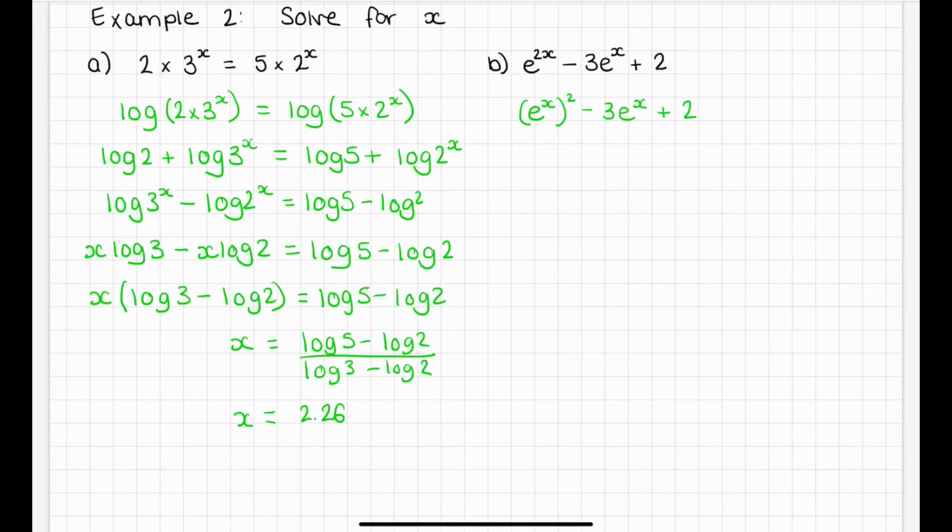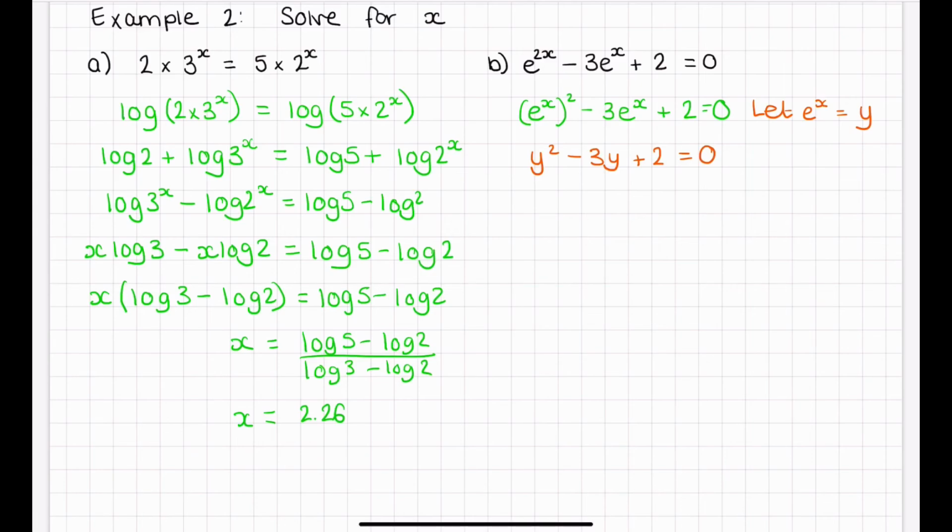Now in this situation, what you're going to actually find is it looks like a quadratic. I'm going to say let e to the x equal y. And then we'll end up with y squared minus 3y plus 2. And sorry, the question should actually be equals 0. Let's just add that in there. Now we have the quadratic. We just solve the quadratic.